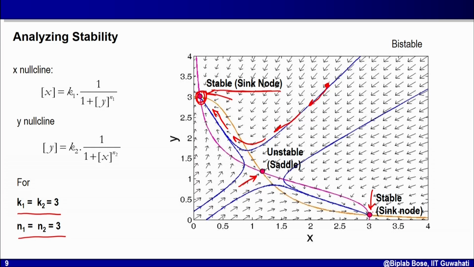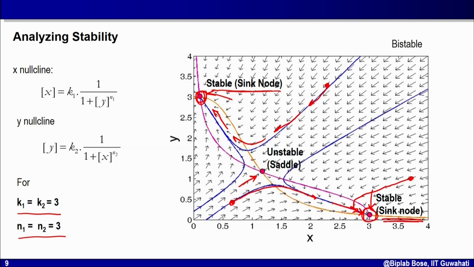The same behavior happens where I have another steady state near x equal to 3, as shown here by this red dot. If you start from anywhere, suppose here, then you will follow these and then you collapse here. If you start somewhere here, you follow these and collapse here on the steady state. So again, this steady state is a stable sink node. So I have 3 steady states, 2 of them are stable sink nodes.